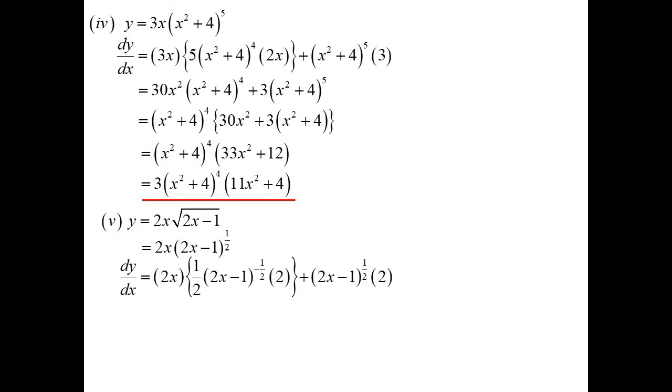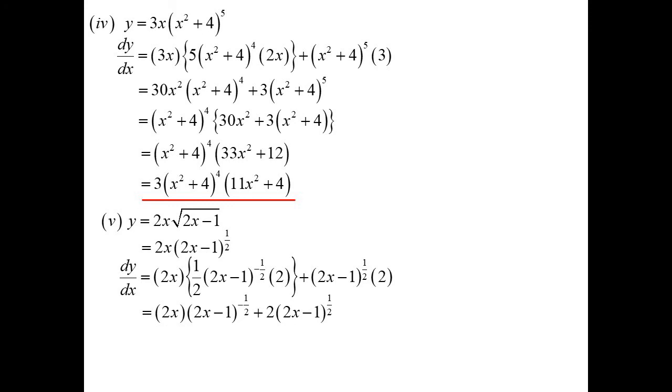Oh, one with a third. Let's rewrite it: 2x times 2x minus 1 to the power of a half. Write down the first, 2x. Diff the second. Oh, bring down the power, lower the power, diff the inside, 2. Plus, write down the second, 2x minus 1 to the power of a half, diff the first, 2.